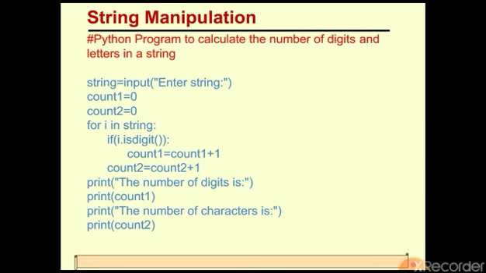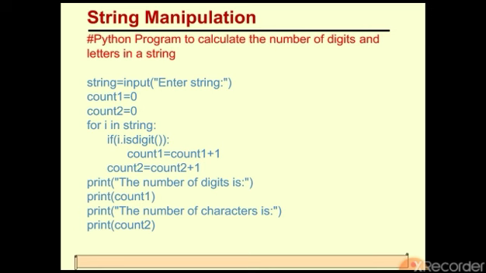So what will happen? In the if block, we are incrementing the count1 variable by one. So when i is a digit, this count1 will be incremented by one. We have initialized it to 0, and every time a digit is found, we are incrementing the count by 1. So at the end of the loop, what will we get? We will get the total number of digits in the string.